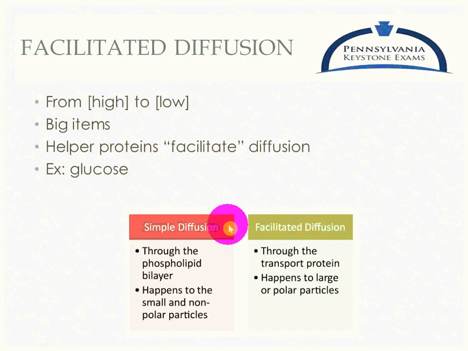So this just kind of compares the two. Both simple and facilitated diffusion are going through that membrane system. This one can just shoot right on through the membrane. However, in facilitated diffusion, you need this protein to come through. In simple diffusion, again, my small, my non-polar, they just zip right through unnoticed. And again, facilitated are my big ticket items, my large and charged molecules.